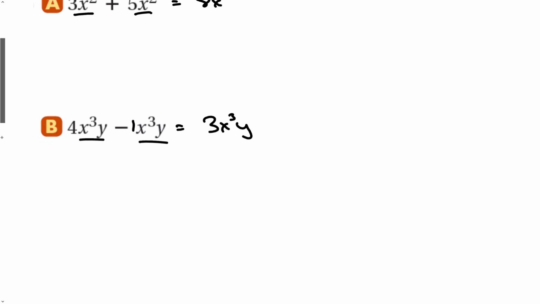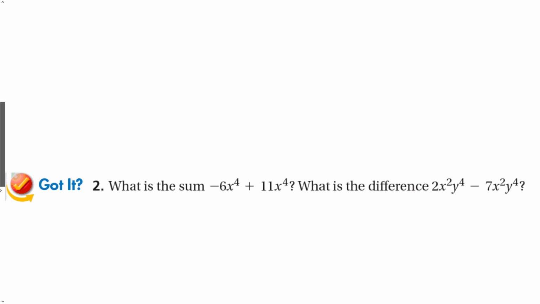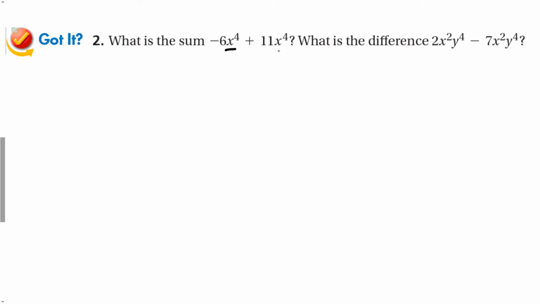Some got it problems? The sum of negative 6x to the fourth and 11x to the fourth gives me 5x to the fourth. And I make sure these are exactly the same. x squared y to the fourth, they are, and 2 minus 7 is negative 5. It's okay if it's negative. It's just negative 5x squared y to the fourth.